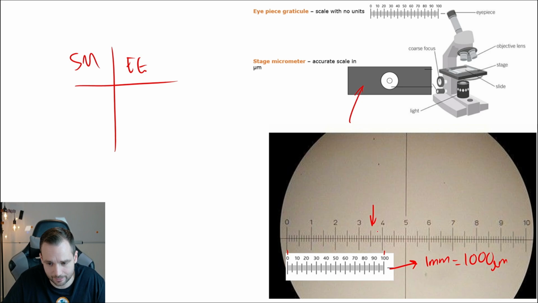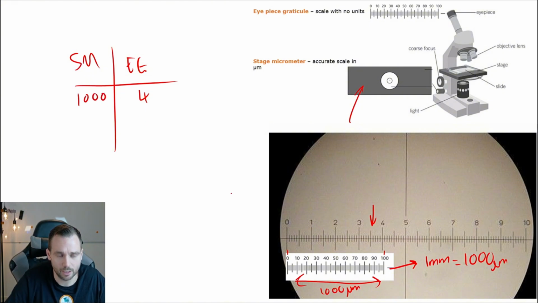So in this case, let's just say these numbers match perfectly to start with, the eyepiece graticule is 4, and the stage micrometer, now these numbers are 100, normally it's 1,000, so this is 100 divisions of 1,000 micrometers, so that's equivalent to 1,000, and then treat it like a ratio. So we want to find out what 1 is. If I divide any number by itself, you'll get 1, so 4 over 4 is 1, and whatever you do to one side of the ratio, you do the same to the other. Therefore, 1 is now equivalent to 250 micrometers.